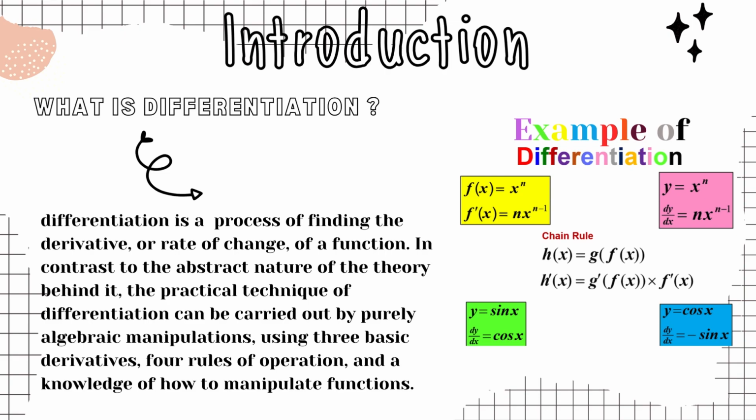And this is an example of differentiation. If f(x) equals x^n, then f'(x) equals nx^(n-1). If y equals x^n, dy/dx equals nx^(n-1). If y equals sin x, dy/dx equals cos x, and the last one is y equals cos x, and dy/dx equals minus sin x.